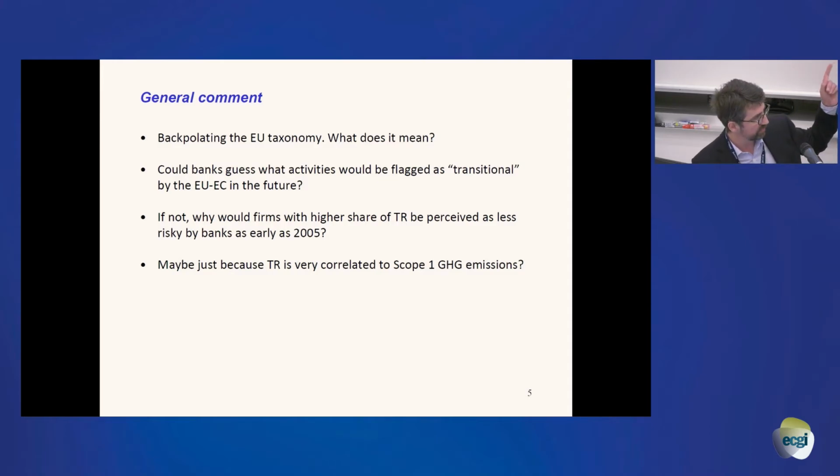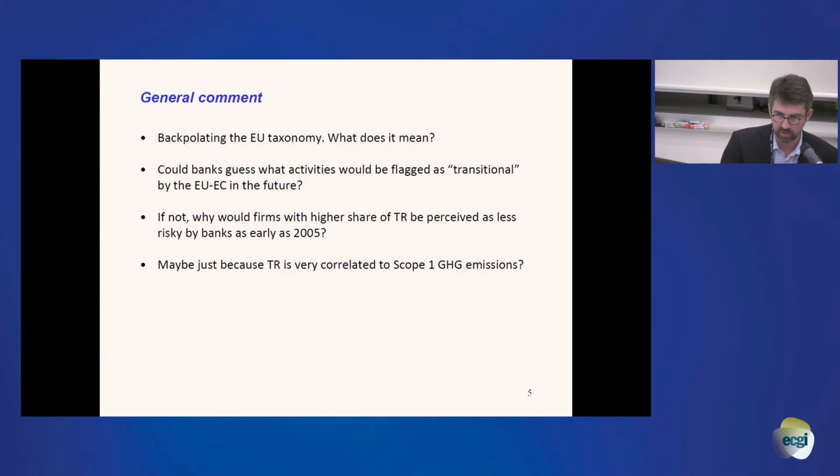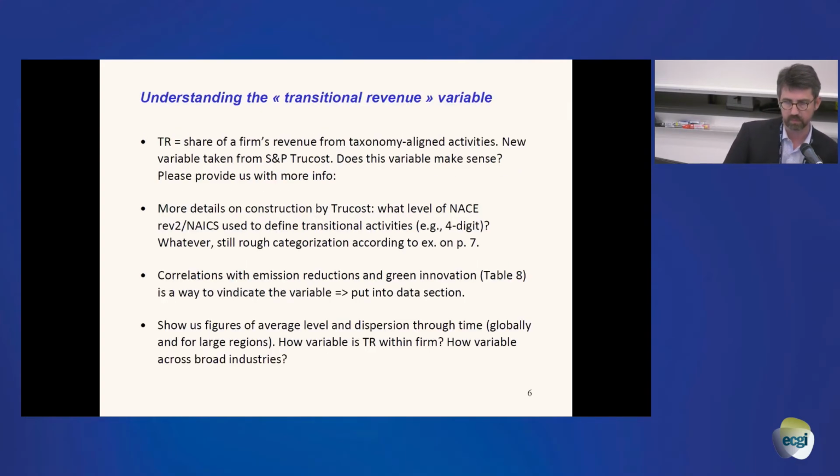So some of the results presented suggest maybe not, because when you include these Scope 1 emissions, you still have some significant coefficient for your main variable. But this deserves more explanation. And in the same vein, I think it would greatly improve the paper if you would provide us with a lot more description of this new variable.